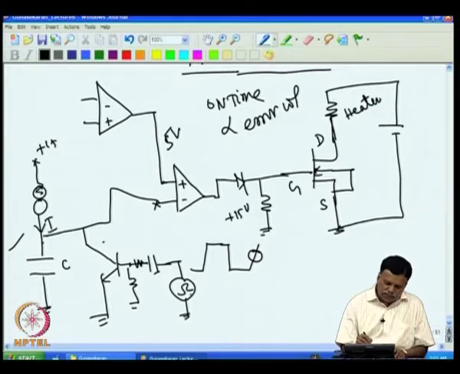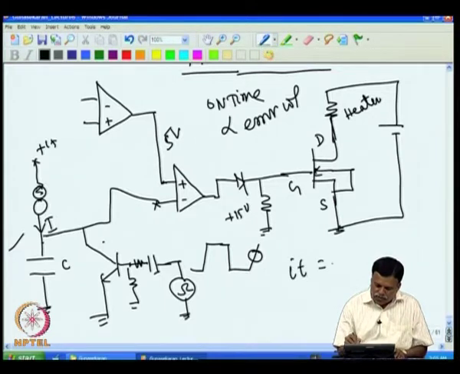The frequency of the sawtooth is the same as the frequency of this square wave generator. Then C and the current source must be selected such that within one period, before the next pulse comes, the current source charges C to the appropriate voltage. That can be found by the formula I times T equals C times V, where T is the time period of this square wave generator.